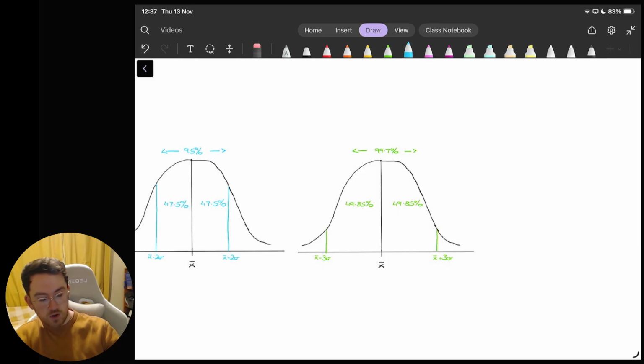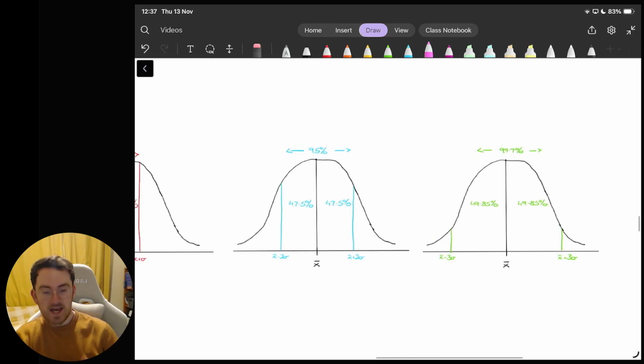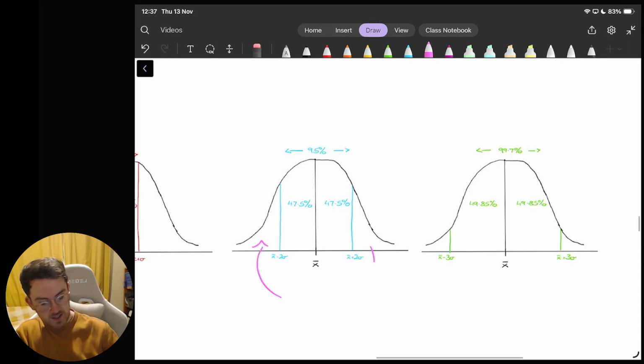And that idea that it's always split in half. It can even be important as well to look at what's left. If I have 95% of my data included, that would suggest that 5% of my data is not included, and that's correct, but actually there's 2.5% on either side here.